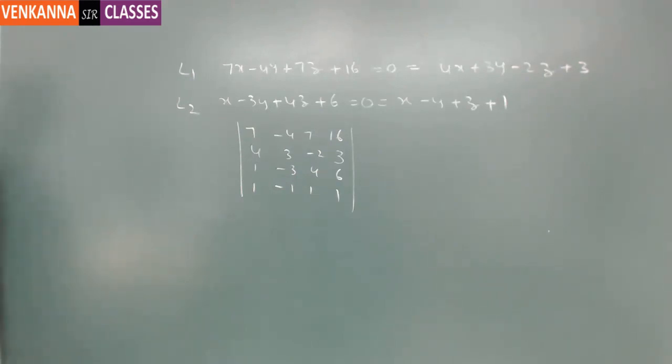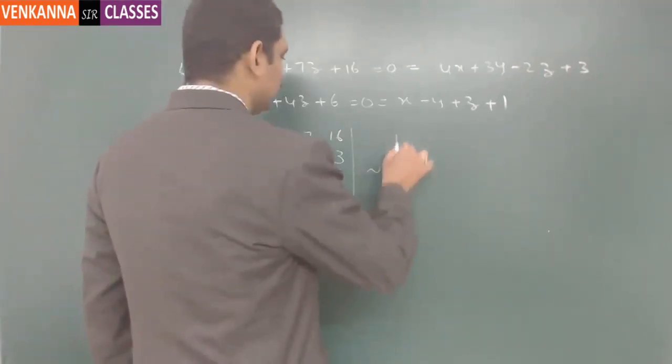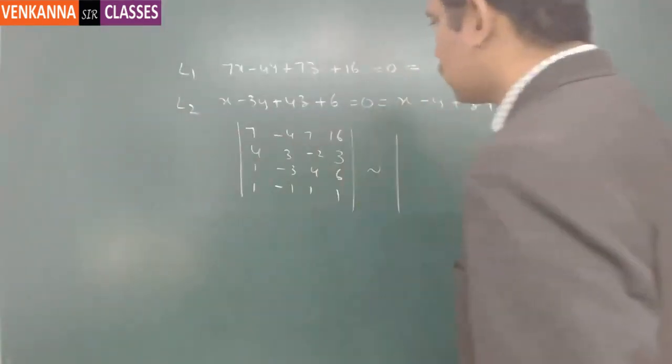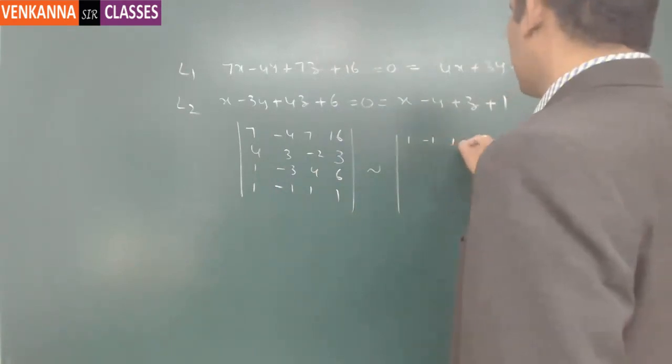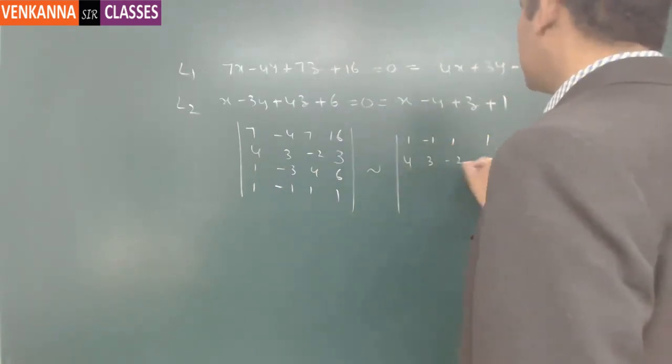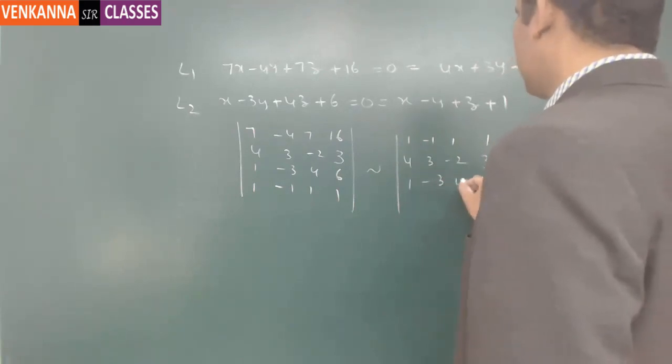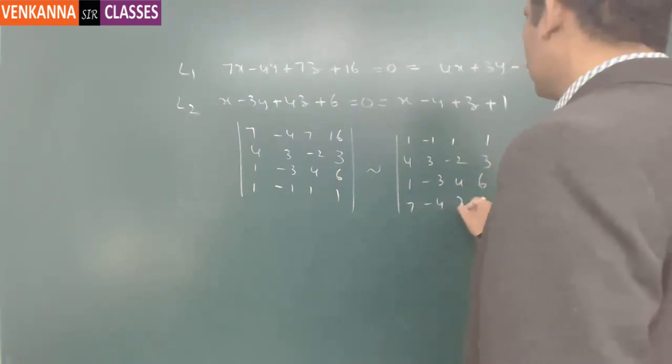So in order to evaluate the determinant of the 4 by 4 matrix, as we know, determinant can be expanded by means of any row or column. So I want to make use of the column. So I will apply necessary row operations. Then I want to calculate the determinant. So if you exchange first row and last row, it will come 1, minus 1, 1, 1, 4, 3, minus 2, 3, 1, minus 3, 4, 6, 7, minus 4, 7, 16.